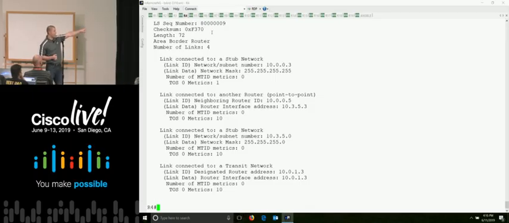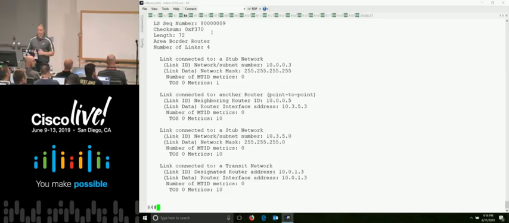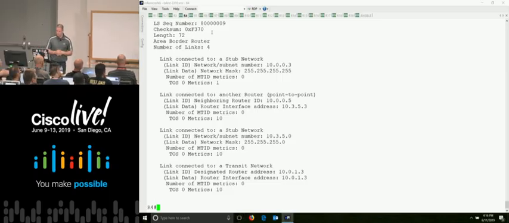Because if I looked at R3 and its address is 1.3 and the DR is 1.3, that means 3 is acting as the DR here. So there's a few ways we can go about this. We could continue, go back to R5 and continue on to R2 because we learned about that earlier, or we could move on to this transit network.